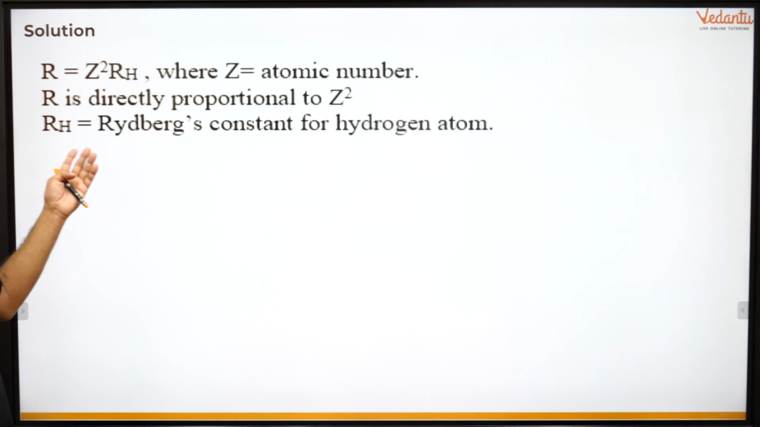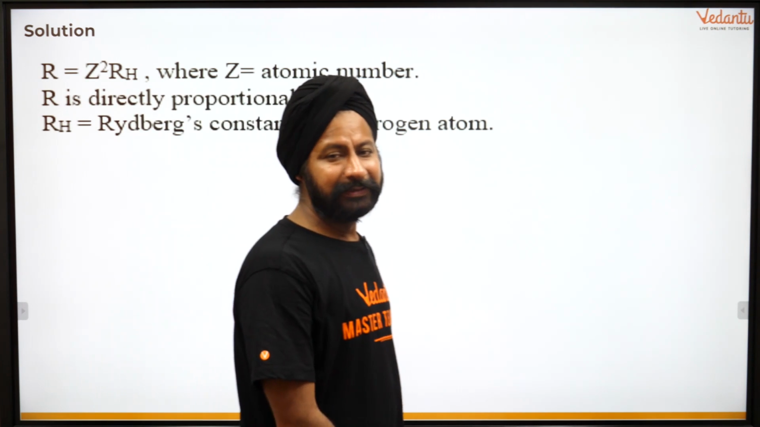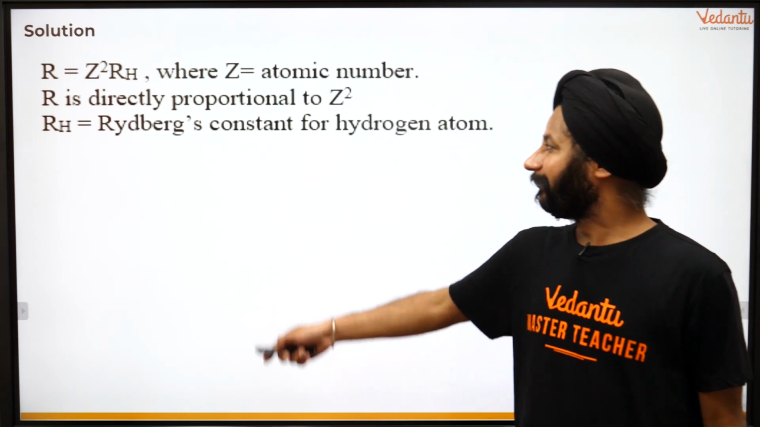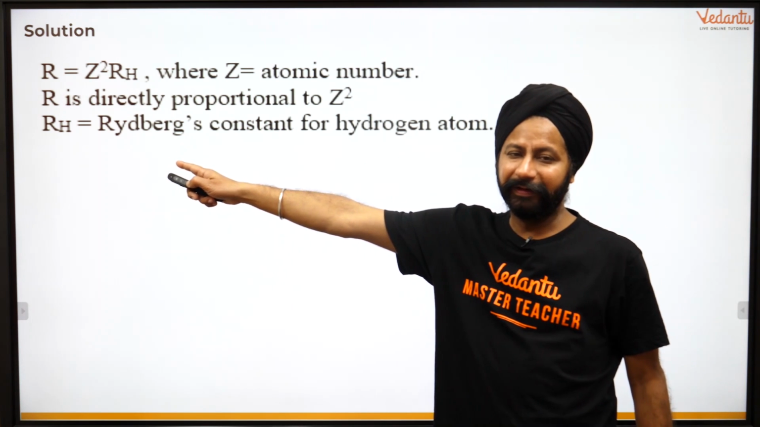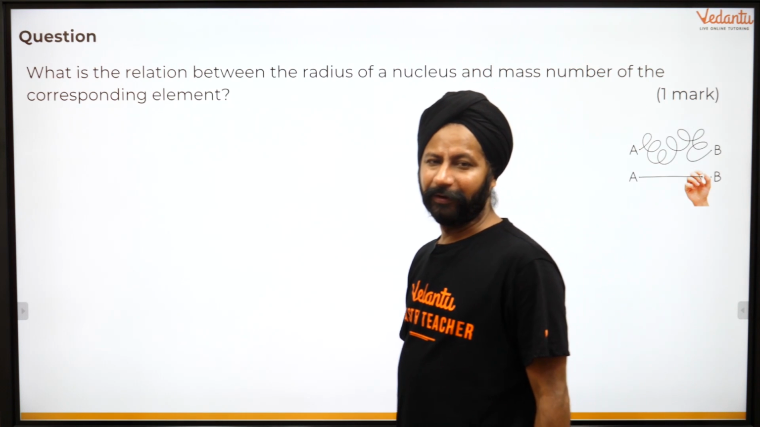I'm just trying to show you. So that's proportional to Z squared, where Z is the atomic number. So when the atomic number increases, the Rydberg constant is going to increase. Yeah, this is more like a fact-based question for now.